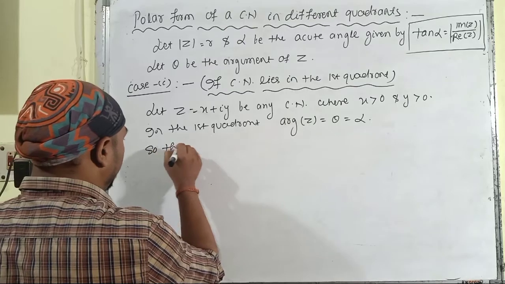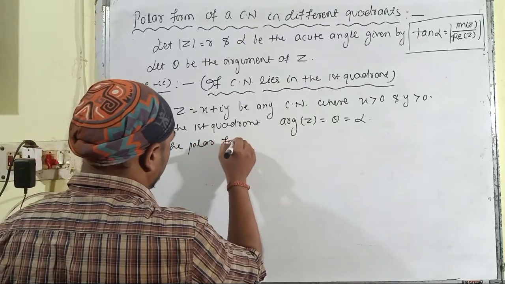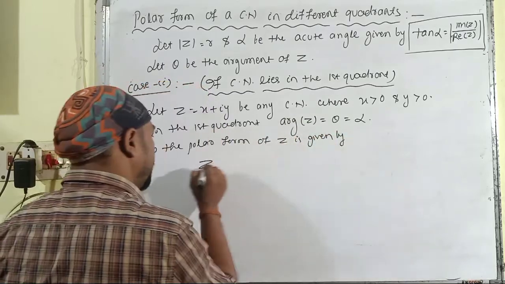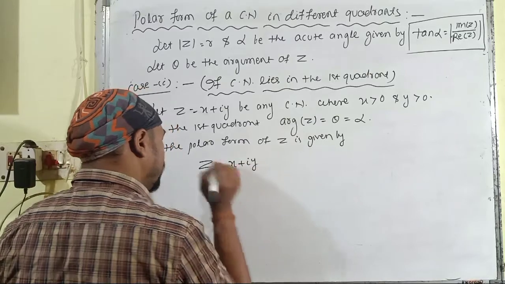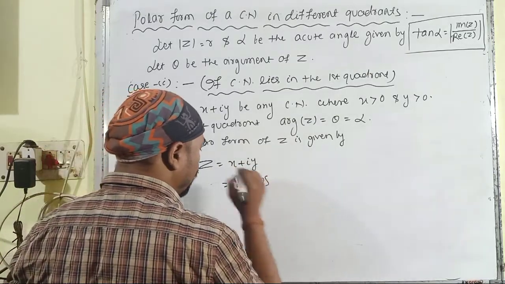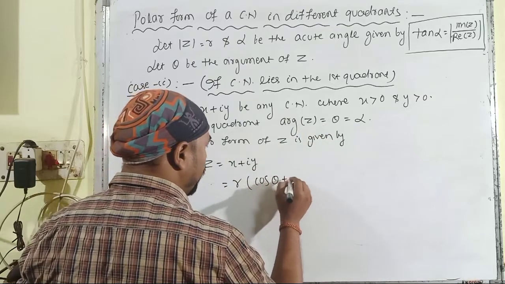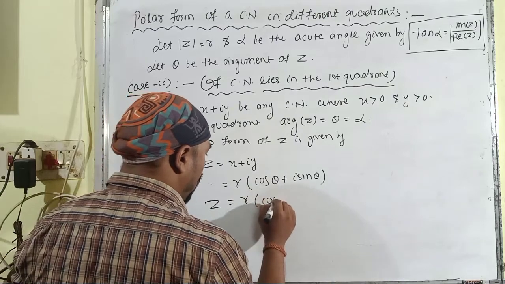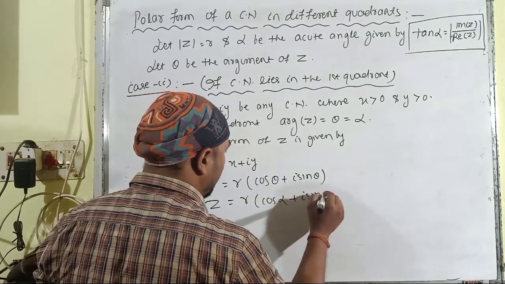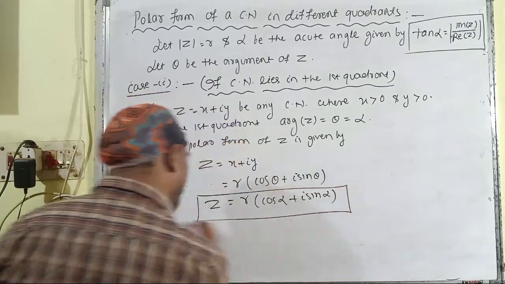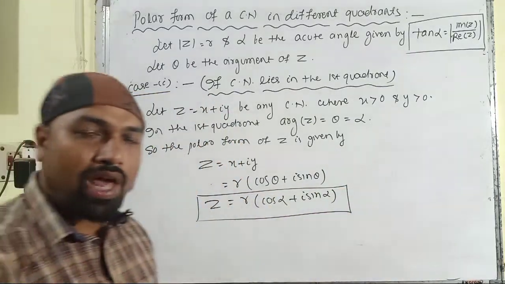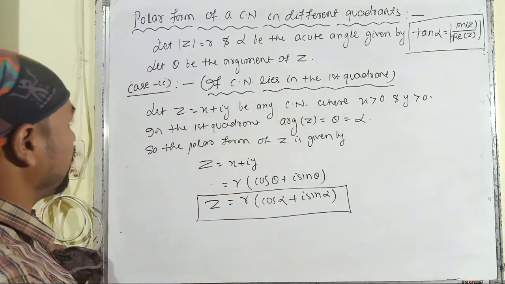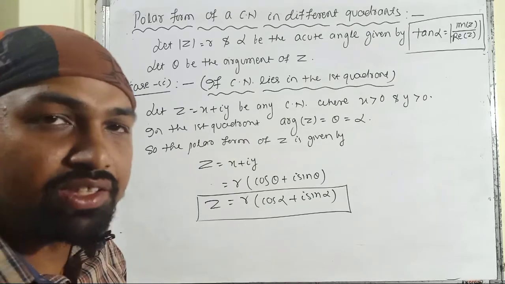So the polar form of z, given by z is equal to x plus iy, we write as r cos, in place of theta we write alpha. So z is equal to r (cos alpha plus i sin alpha), and this is the polar form of the complex number in the first quadrant. Then let us discuss the polar form of a complex number which lies in the second quadrant.